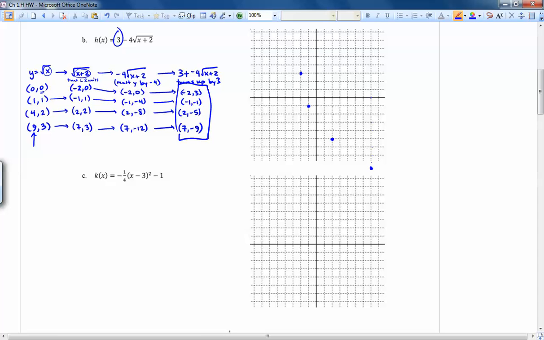Now (0, 0) was the starting point on root x, that's the endpoint, and then it goes like this. Well, that eventually turned into (-2, 3), so that's this point. So that's my starting point, and the function looks like this.